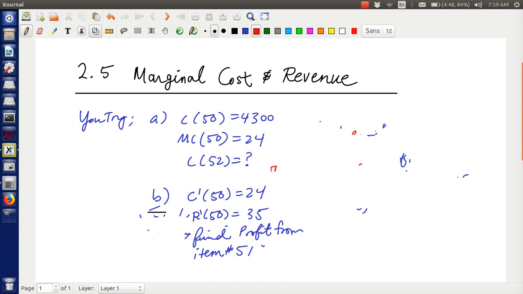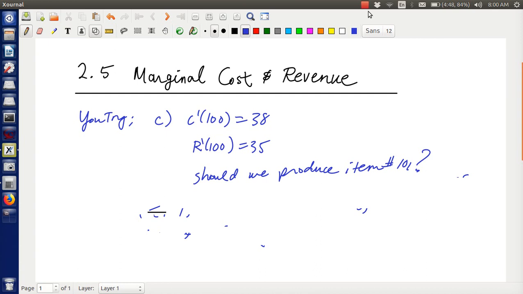Alright, so hopefully you were at least able to get the first one, which is 4348. You simply take 4300 plus 2 times 24, and that gives you the answer. The other one is a little trickier. The derivative of profit is the derivative of revenue minus the derivative of cost, and what we want to know is the profit from item 51. So it's just 35 minus 24, which is equal to $11, or whatever units you have. Okay? Alright, so there you go.